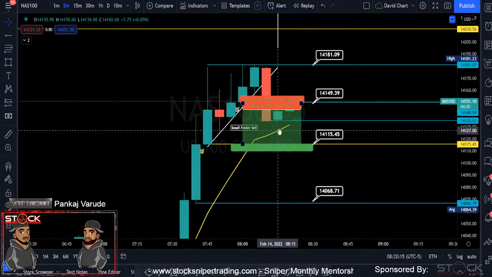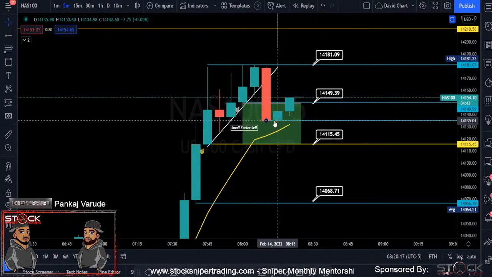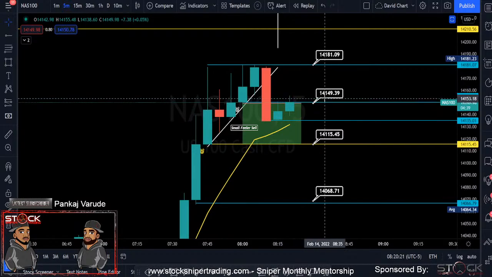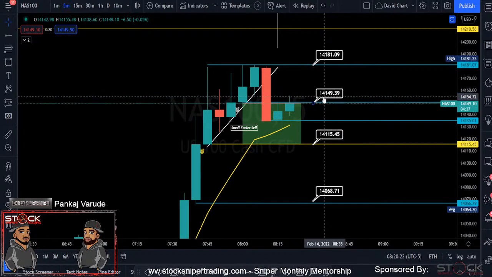Okay, so did not break. Nice feeler. Let's watch and see now what's going to happen based on this structure right here. So we're starting to test that 14149.